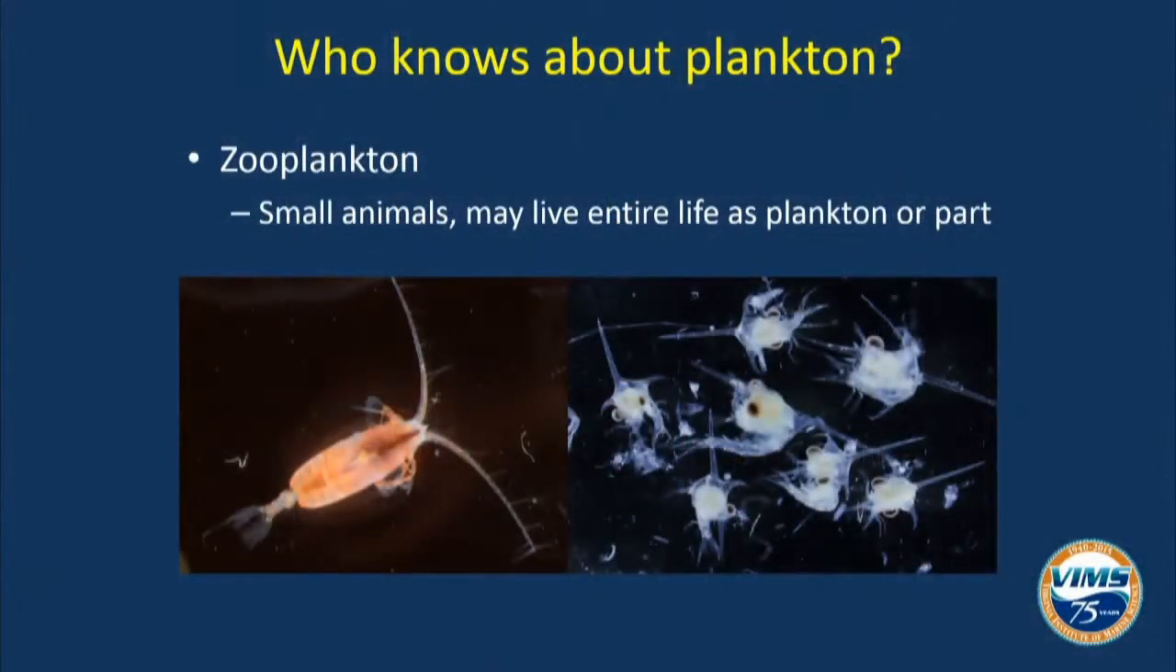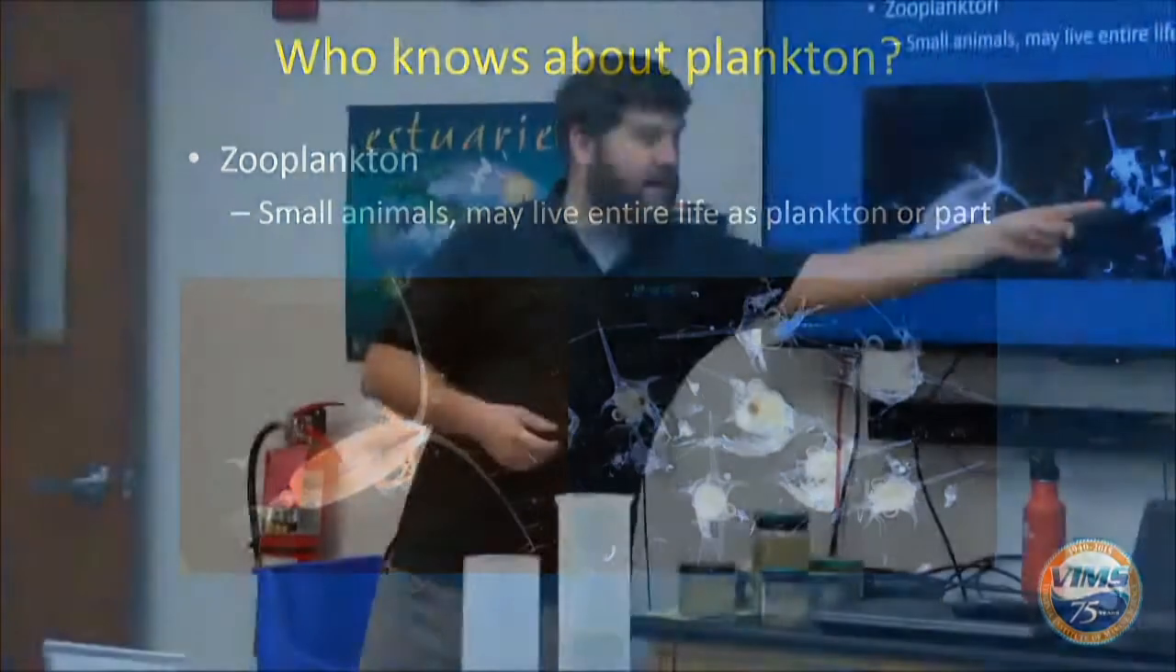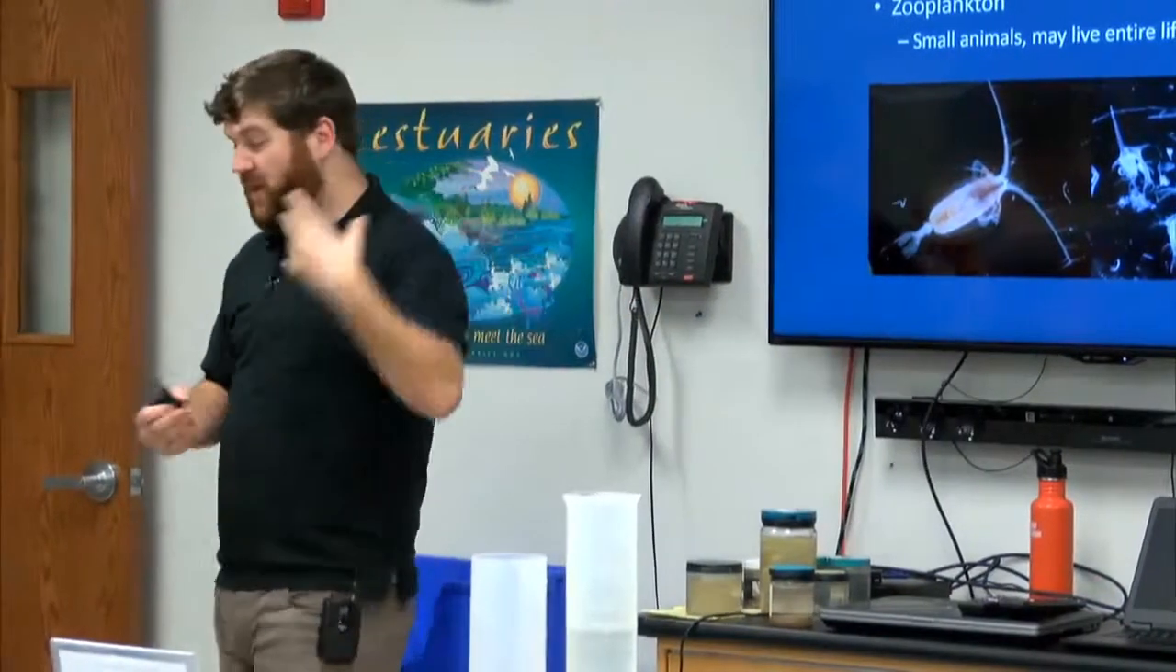And then there are other things. So this is a crab zoea is what we call it. It's a larval stage of crab. And you'll see they have really interesting spines. Part of that is so they don't get eaten.